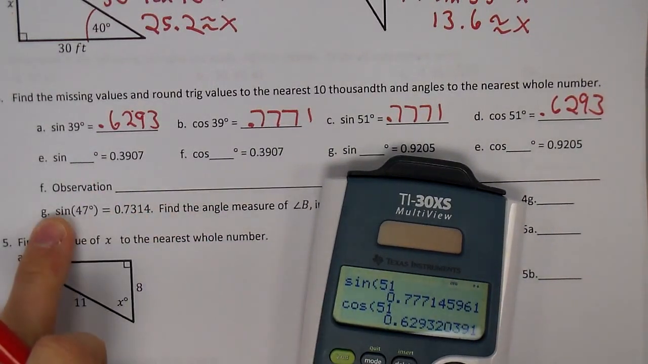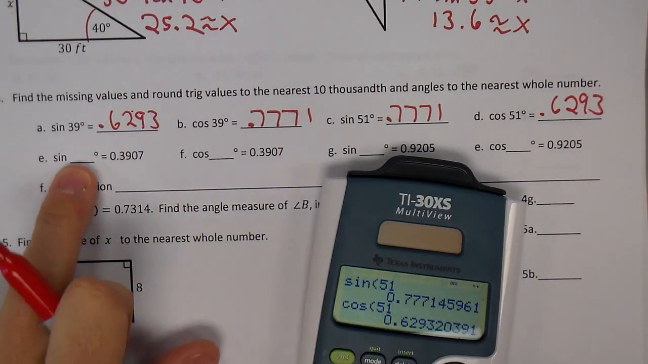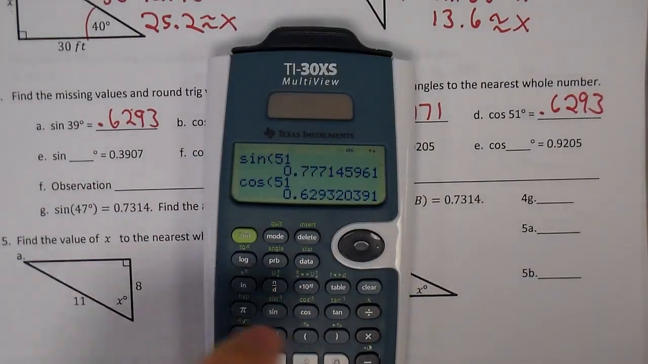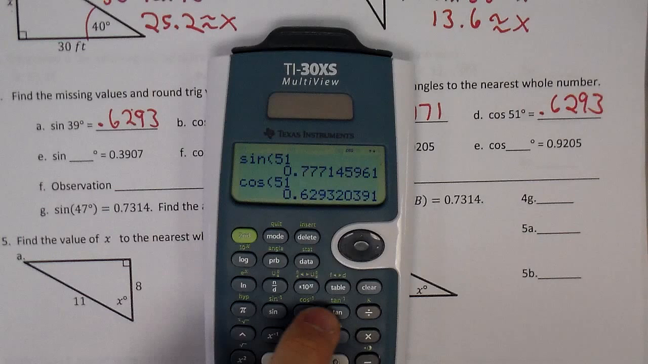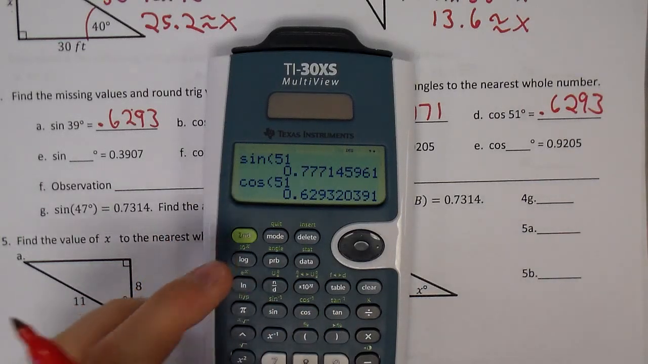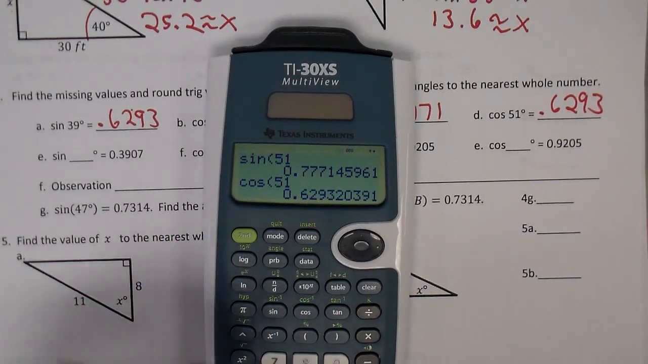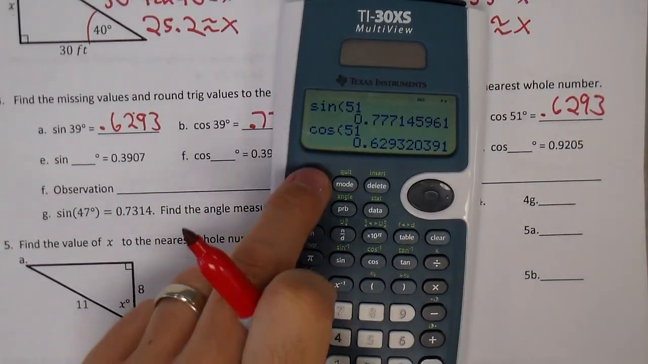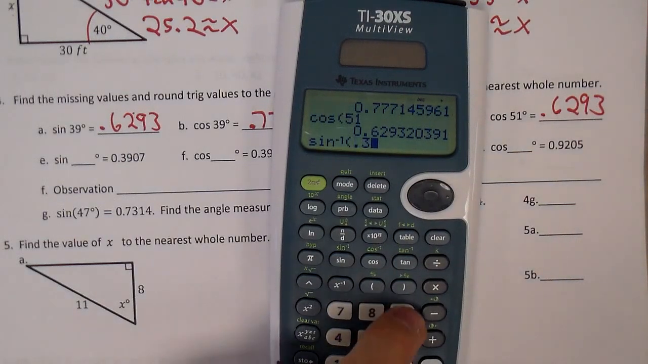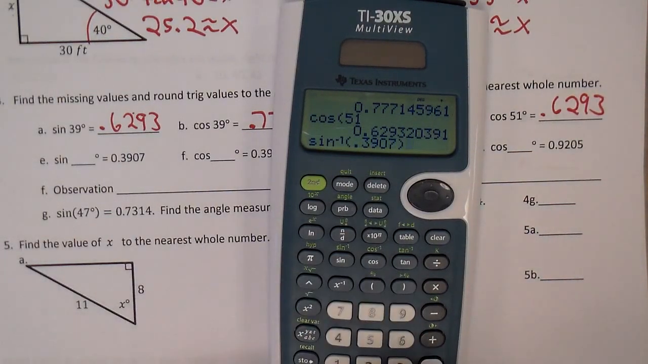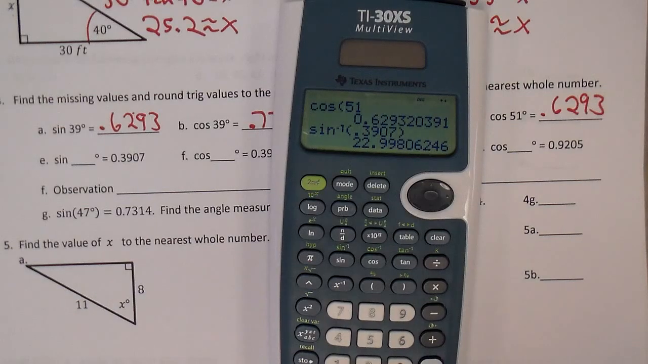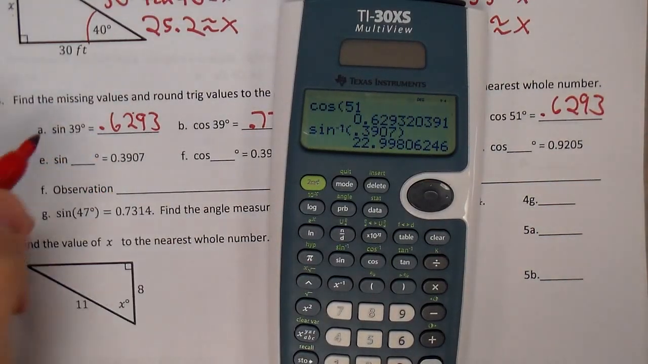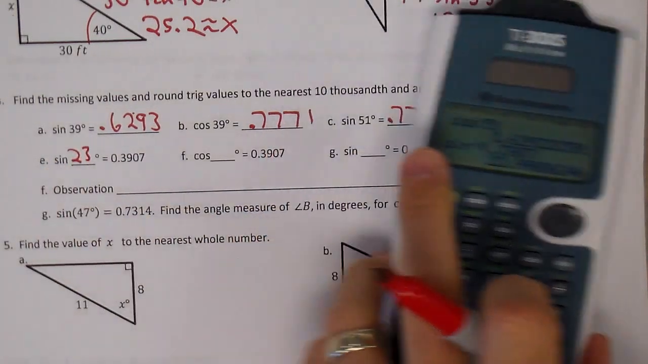Down here, when it says find the angles to the nearest whole number, since we're looking for the angle that makes it true, we're now going to use sine inverse or cosine inverse. And you'll notice you have those buttons usually on your calculator. You can hit second or shift, and it's really the ones with the little negative ones to the side. So I'm going to do sine inverse of 0.3907, and when you do these, you typically want to put parentheses around them just in case it's a fraction. I get 22.9, so we're going to call that 23.